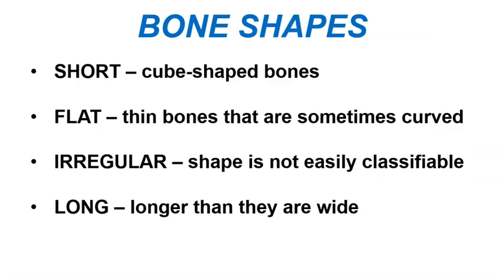So bones can be categorized by their shape, and the study of anatomy recognizes 4 different bone shapes. We have short bones, flat bones, irregular bones, and also long bones.